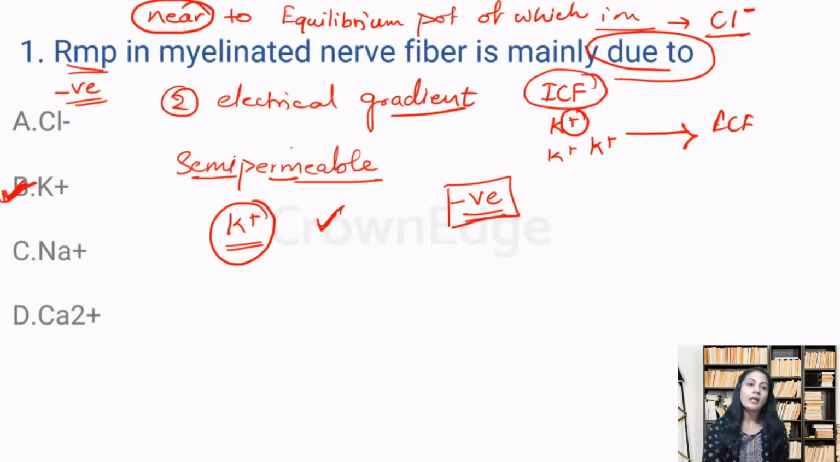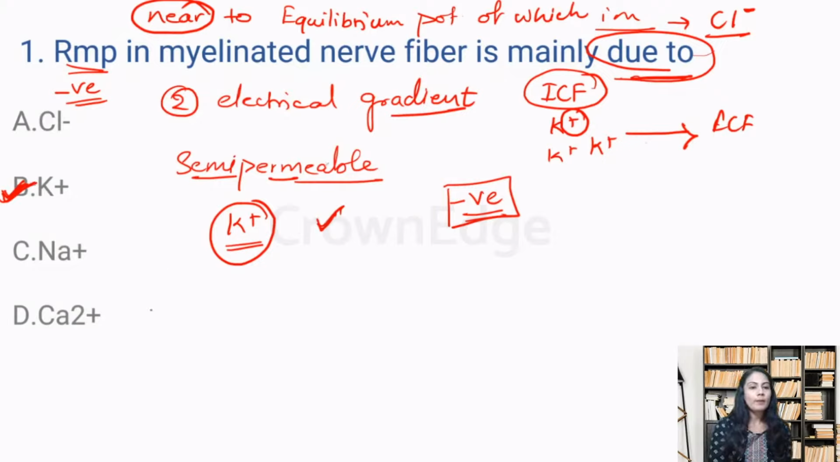So the RMP of any cell, especially the nerve cells, whether myelinated or unmyelinated, is near to chloride. But if they ask "due to", chloride is not fully permeable, so it is not mainly because of chloride, it is because of potassium, but near to chloride.